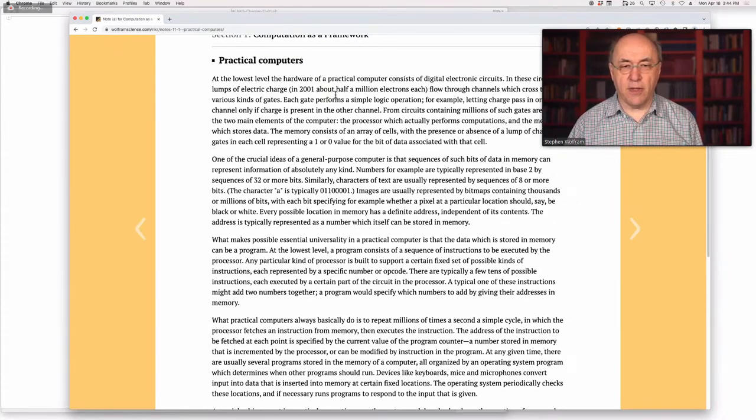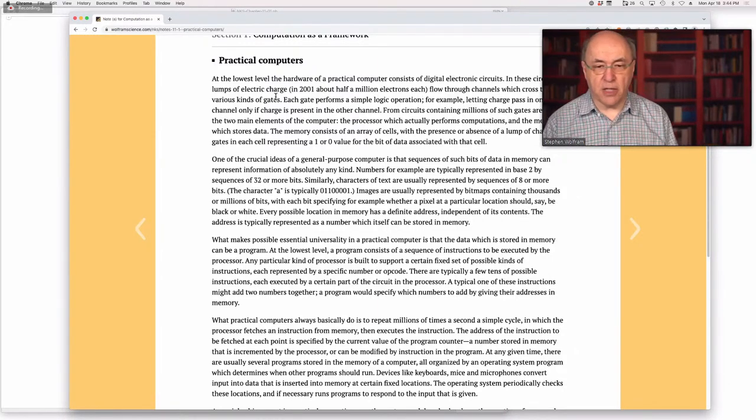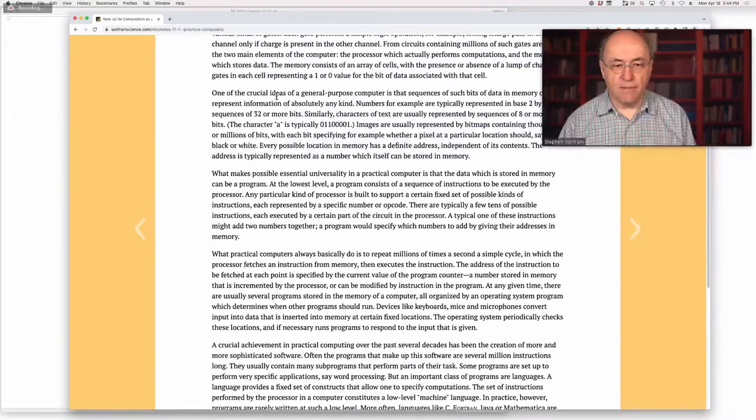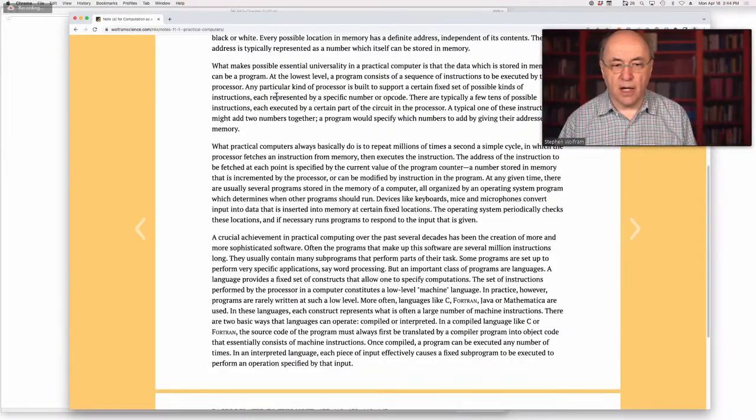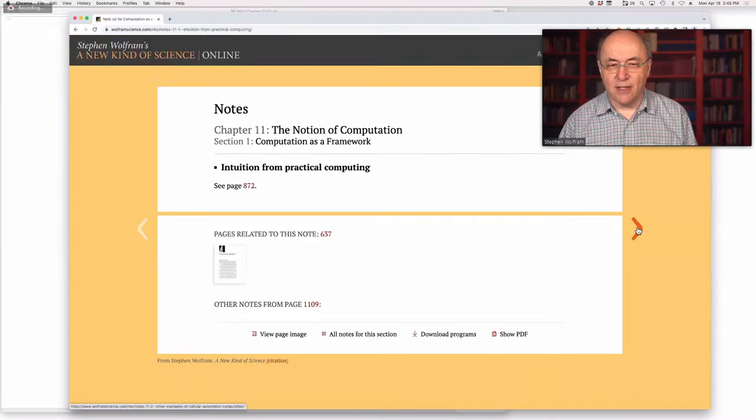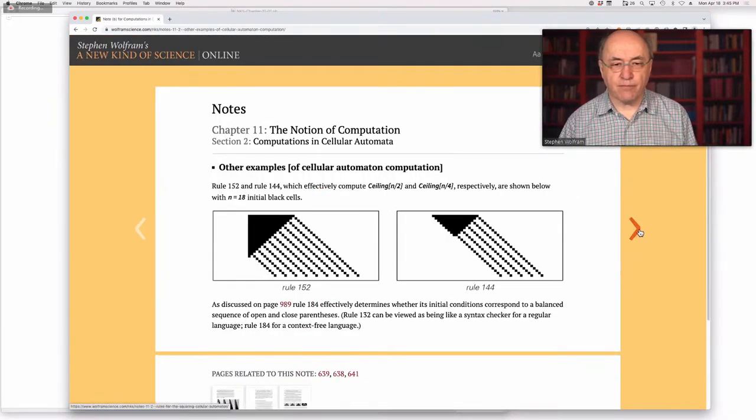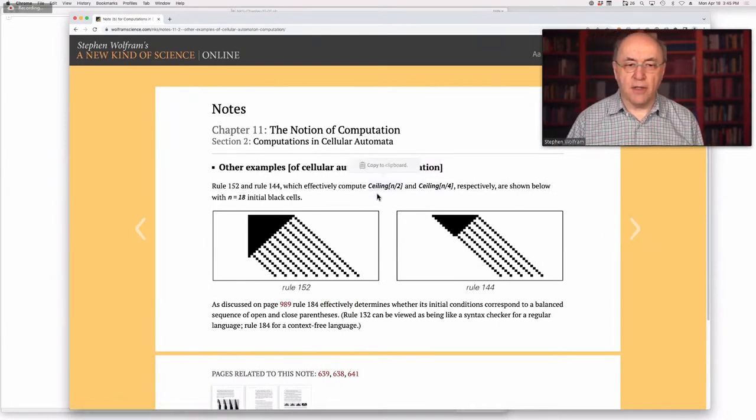I'm talking about how in 2001, there's 500,000 electrons for each bit in a typical circuit. And talking about software stacks and so on as compared to hardware. That's amusing. I think at the time when this book was written, Mathematica was always italicized. For some reason, it wasn't there. Who knows? Just a few other examples of cellular automaton computation. This is computing ceiling functions with cellular automata, as an example.